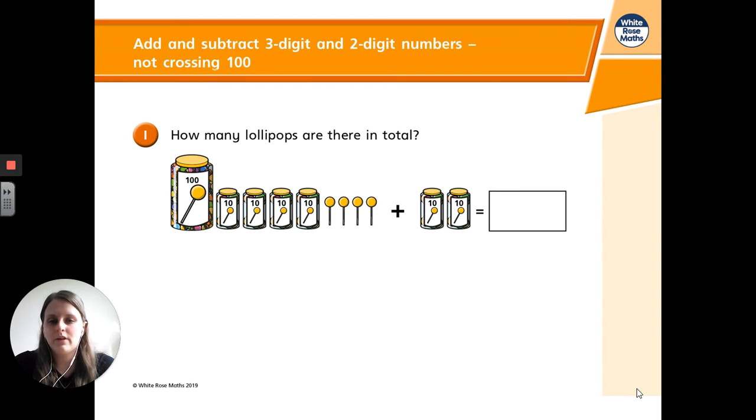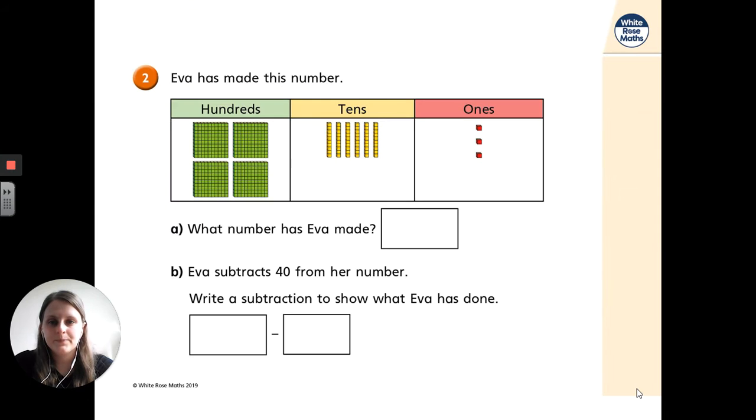Question number 1, how many lollipops are there in total? Count up the amount of lollipops, write the number down, and add the other number to it. Again, remember to pause after each question has been read on each page, so then you've got some time to work it out. Some of them will be quicker than others, so take as much time as you need to do these questions.